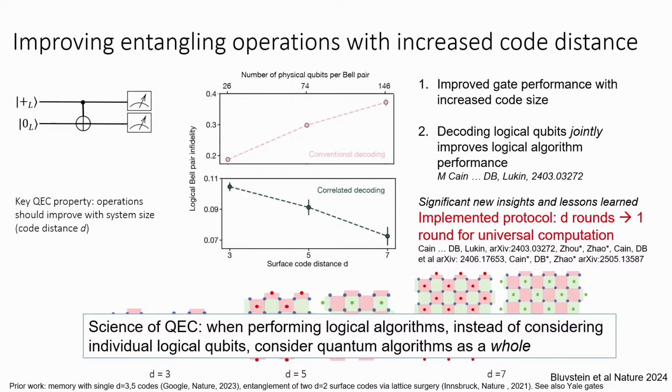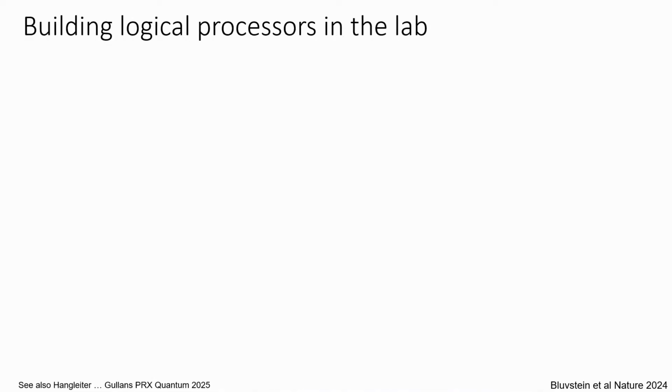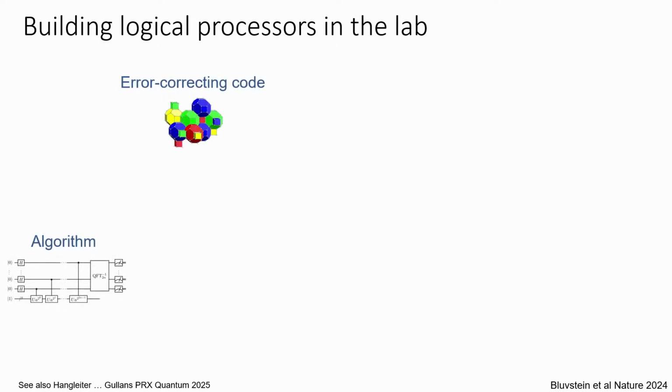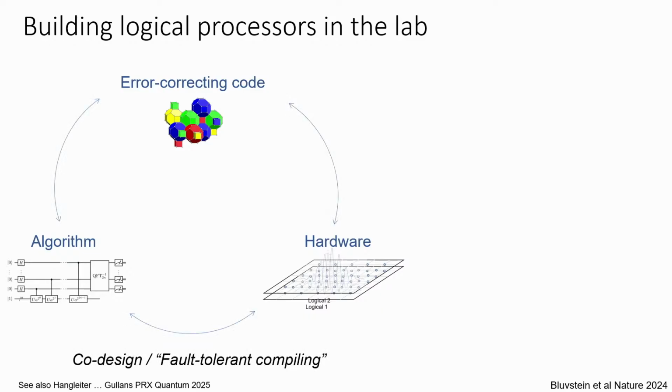And we learned a lot of theoretical insights here in terms of ways to, for example, reduce the overhead of computation from D rounds to 1 round in terms of how many error correction rounds one needs to do. That was one key lesson. Another key lesson is that in building logical processors in the lab, there's a lot of funny subtleties that come into it. There's many, many different complex error correcting codes people have developed at this point, from LDPC codes, 3D codes, 4D codes, surface codes. And algorithms are also very subtle. So it's quite subtle how you think about designing error correcting codes, algorithms, and hardware all together.